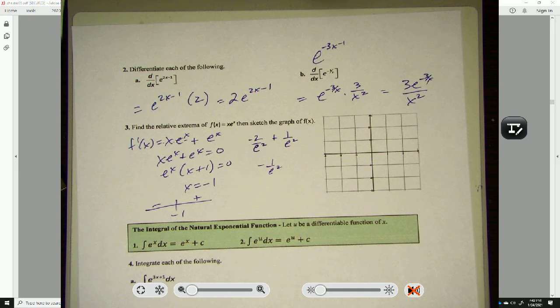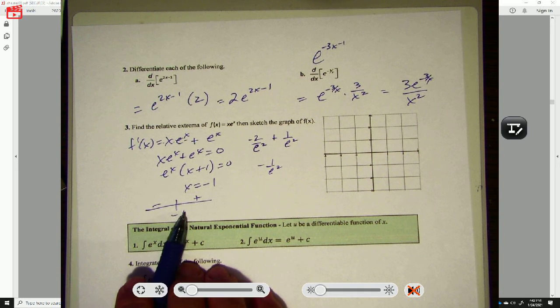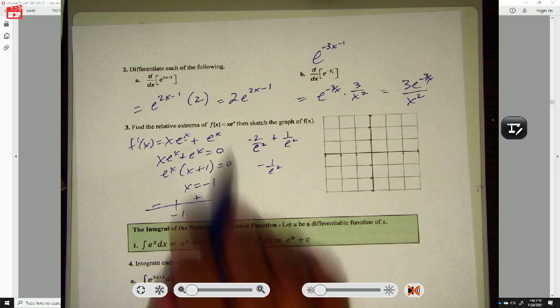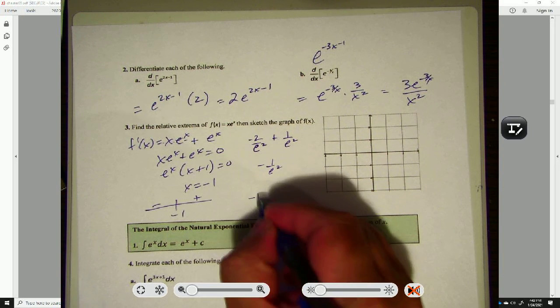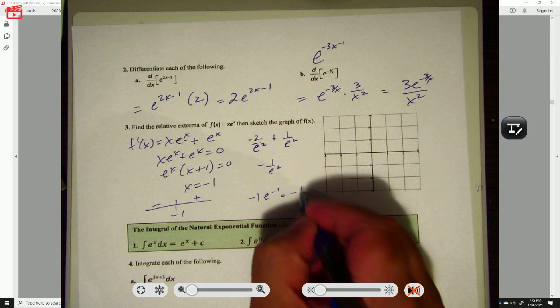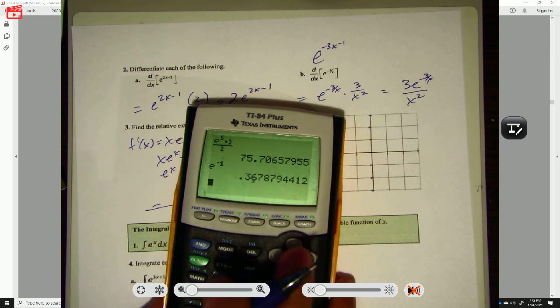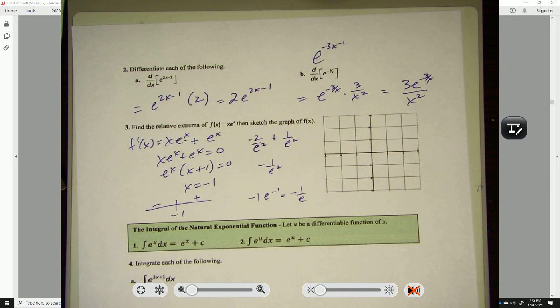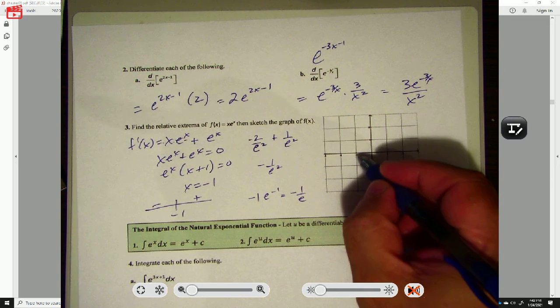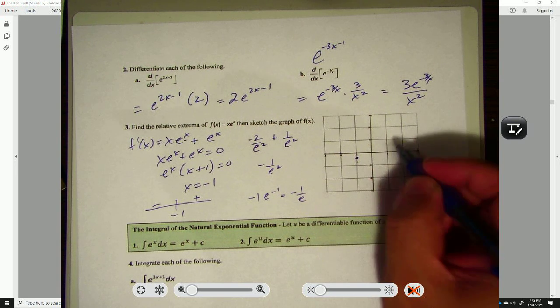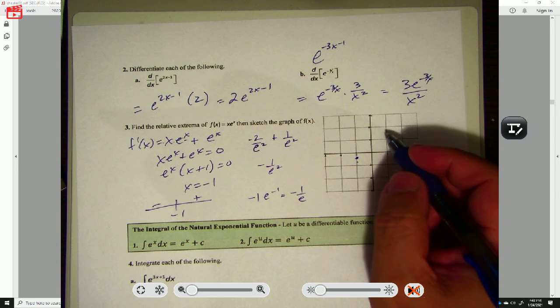Okay. Is that right? If I plug in negative 1, it's negative 1 times e to the negative 1, which is negative 1 over e. And 1 over e is that, so it's the opposite of that. So it's negative 0.367. So at negative 1, it's negative 0.367, just like here. Okay. And that's a minimum.